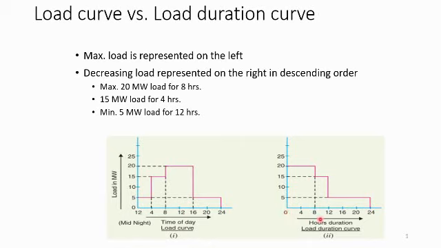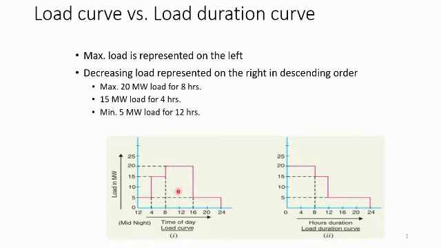So between 0 to 8 we have a maximum load of 20. Between 8 to 12 we have a load of 15 megawatts, and between 12 to 24 we have a load of 5. So what does it mean, how does it vary? We can see that the load is gradually decreasing here. First it is 20 megawatts, then 15 and then 5.